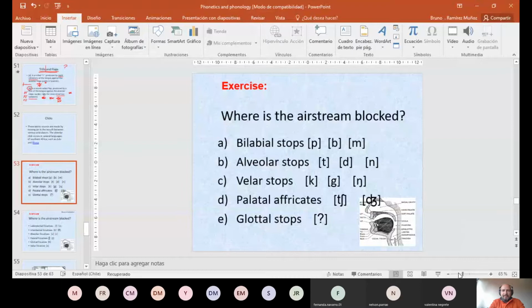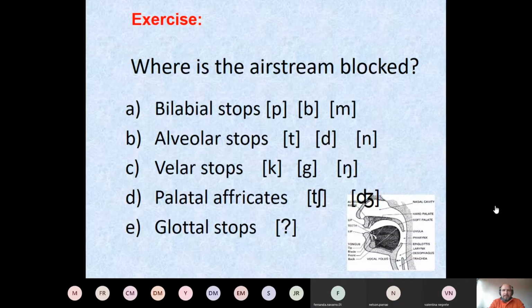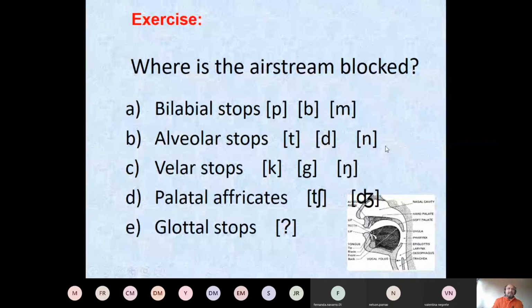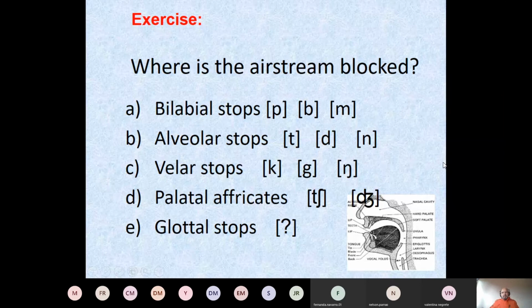Exercise for you. Where is the airstream blocked? Please take a moment to do this formative quiz as an exercise. Write down the answers to this, and then we're going to review the answers as a group. Okay? The answer to this question should be shared with you in the next, I don't know, 5 minutes.